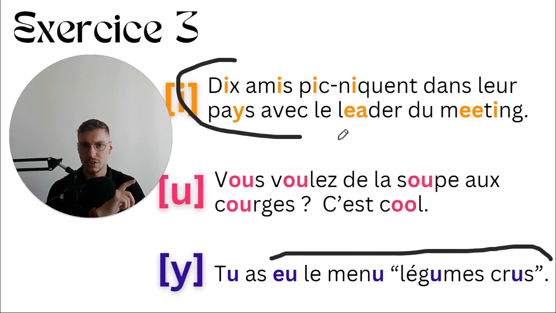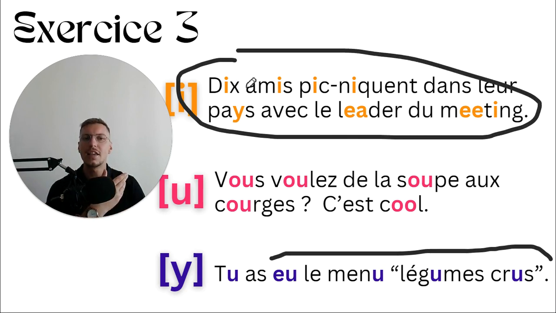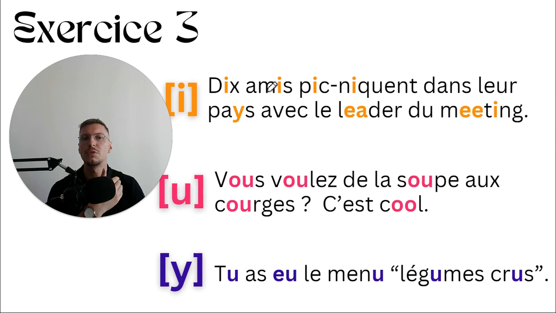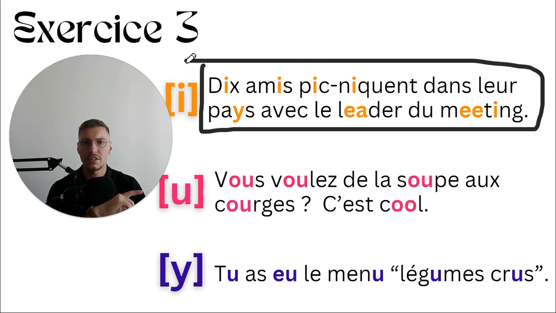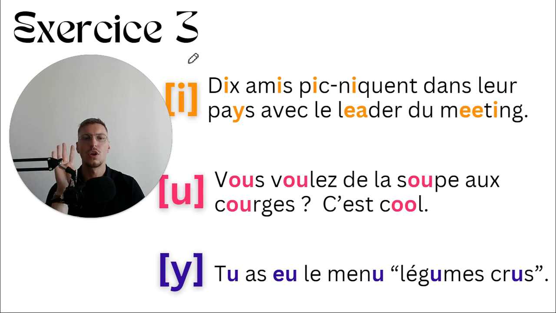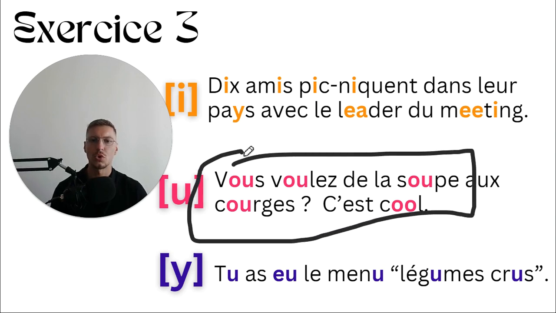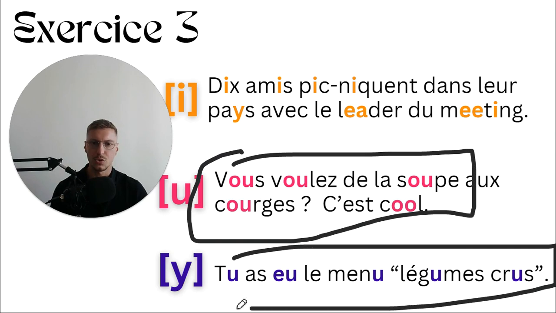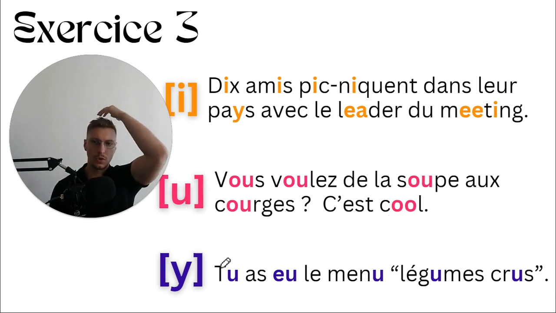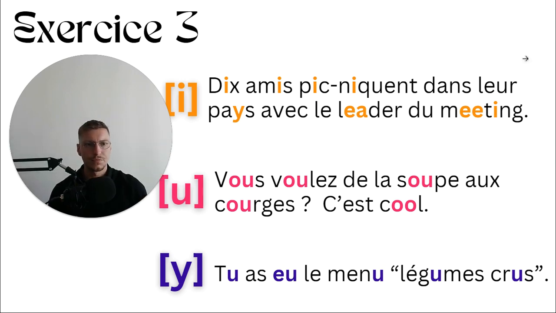Très bien. And this one also, I didn't read it fast. Dix amis pique-niquent dans leur pays avec le leader du meeting. Ça va? Très bien. Now, what you can do is here. Can you identify the 4 ways to write the sound E? To make the E sound in French, can you find here the 2 ways to write the sound OU? And here, the 2 ways to write the sound U. It's quite easy, honestly. C'est bon?